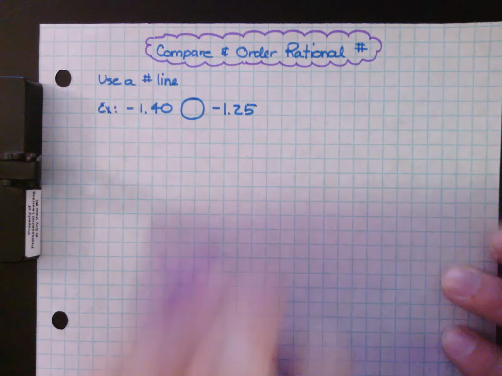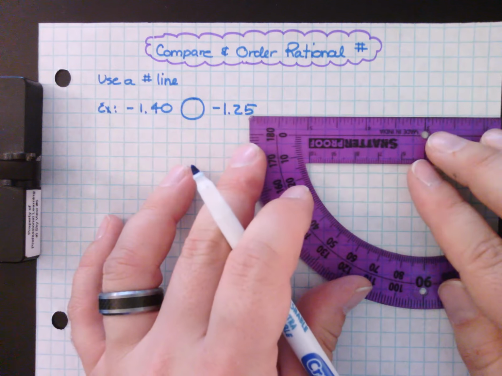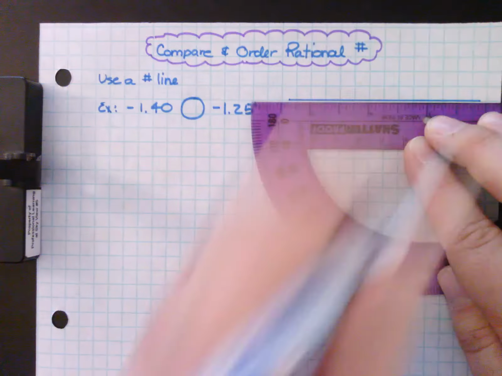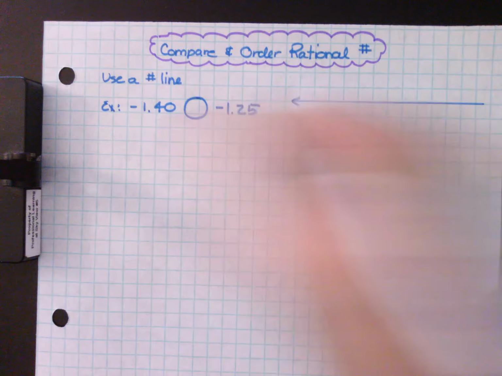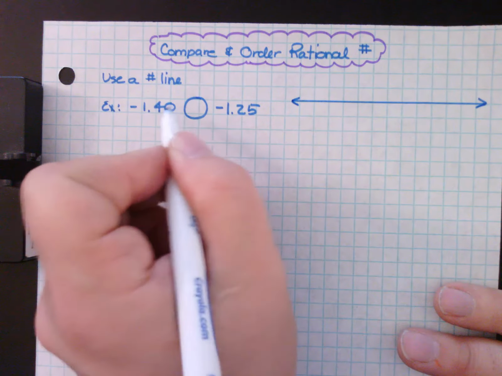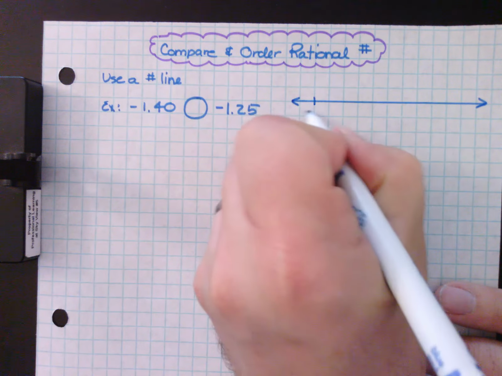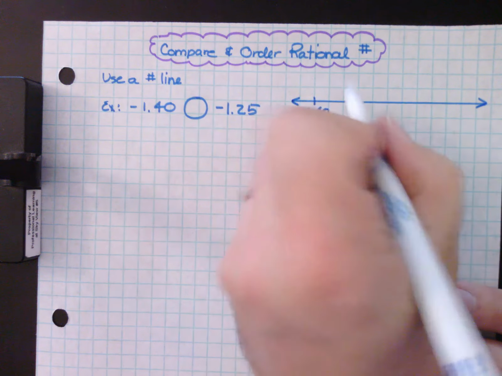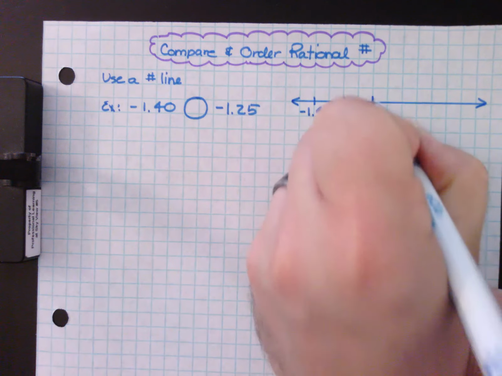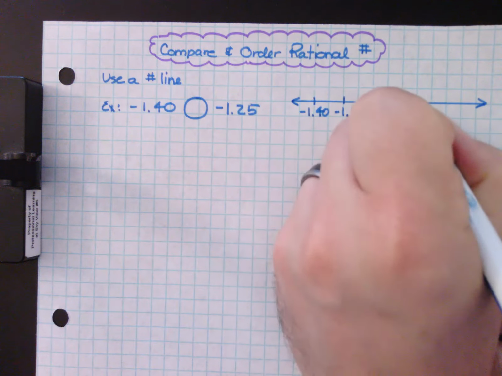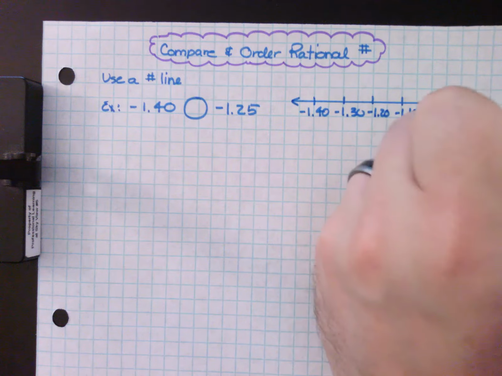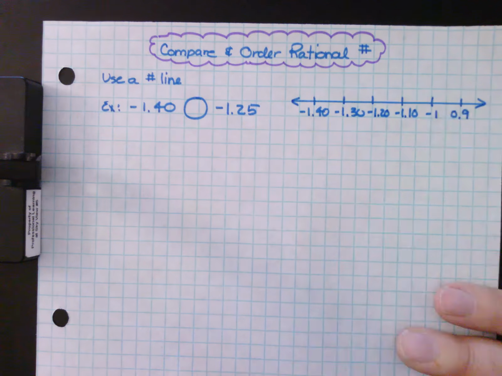And so I can make a number line. And I know that negative 1.4 is further away from 0. And I could go by tenths, so negative 1.30, followed by negative 1.20, followed by negative 1.10, followed by negative 1, and this would actually be negative 0.9.